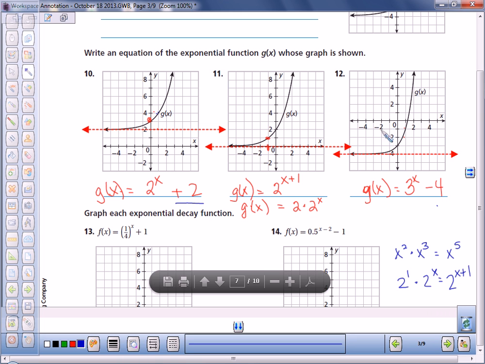Okay, now this one, shifted down 4, we can easily see. Here's up 1, so it hadn't been shifted left or right any. But do you see if I go over 1, this time I go up 1, 2, 3. So my base is 3. Those of you that had questions about how to figure out the base, are you okay now? Yes. All right, let's keep moving.